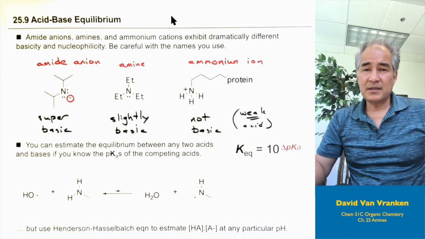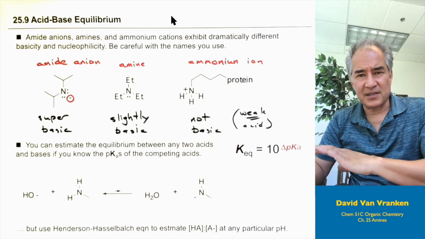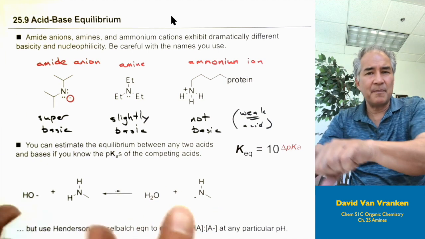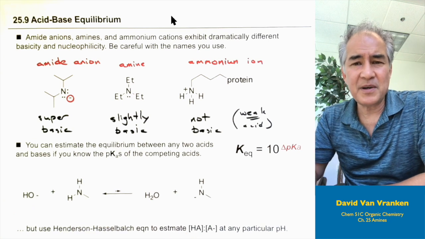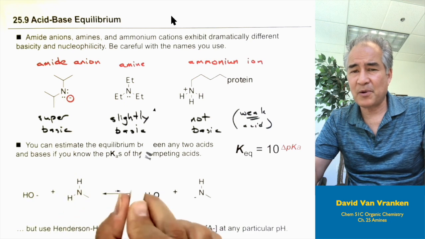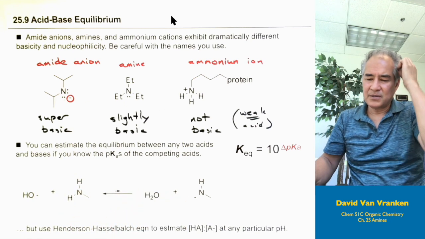Okay, so before we talk about buffered conditions like blood or biology, I want to talk about what happens if you just dump some chemicals together. And you want to understand, is my thing going to be protonated or deprotonated? How would you predict that? So here's the way you do it.